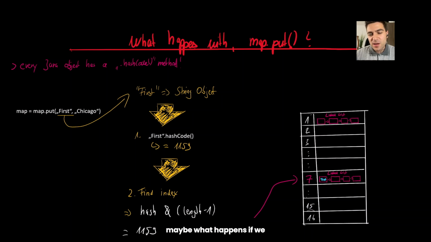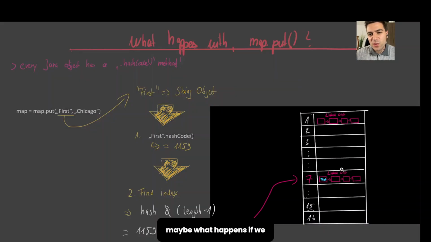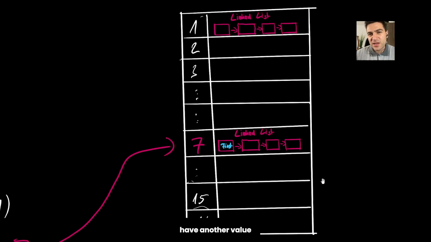One question is maybe, what happens if we have another value, let's say, for example, 7,000, and the 7,000 also has the hash code of 1159, which in turn means that we will put it in the 7th bucket? Well, this is why we have hash collision and the linked list. Then we have to put it in the second stage, so in the second node. So if we have another value which will also come in the 7th bucket, we will put it here always in the end.